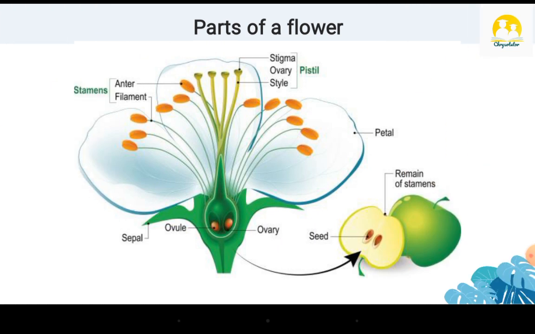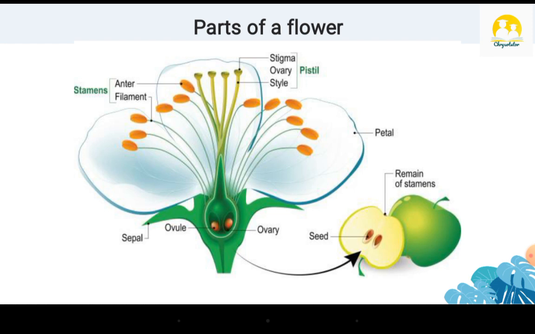So we have to draw something like this, indicating all the various parts of a flower. We can pick any flower of any plant, then we label it. The flower we have on our screens is a flower of an apple tree. Apple, we all eat apple, right? Yes, it's a flower of an apple tree or apple plant.